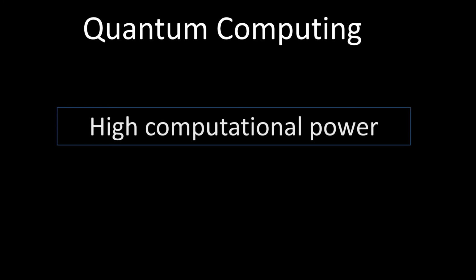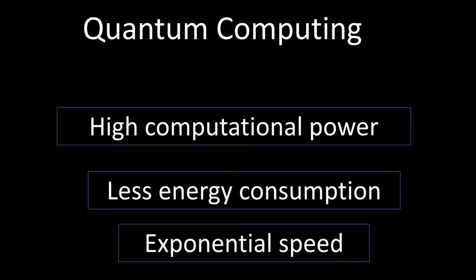It provides high computational power, less energy consumption, and exponential speed over classical computers by controlling the behavior of small particles like atoms, electrons, photons, and etc. In classical computers, we store data in bits, which store either 1 or 0.